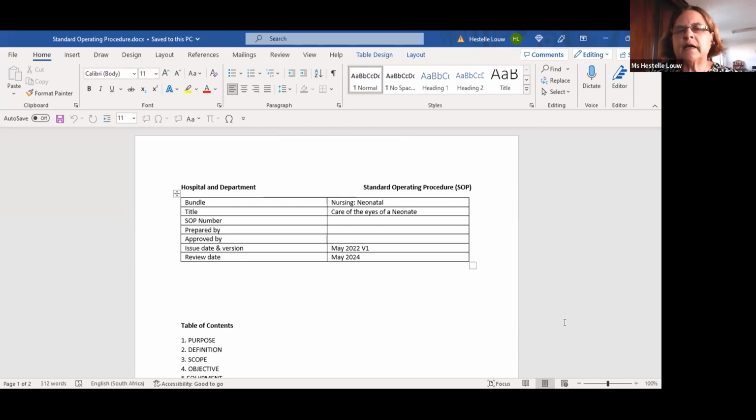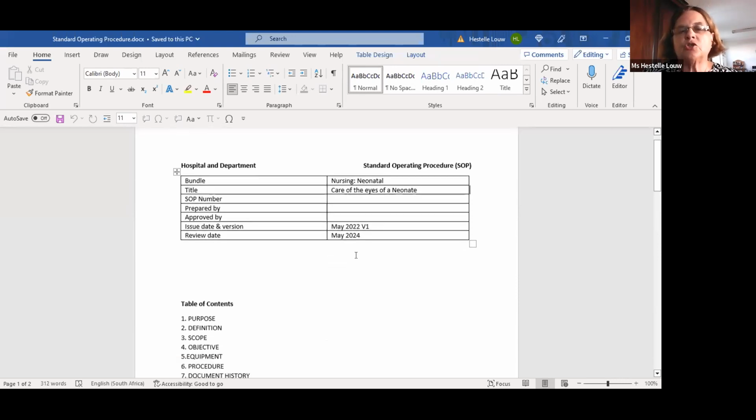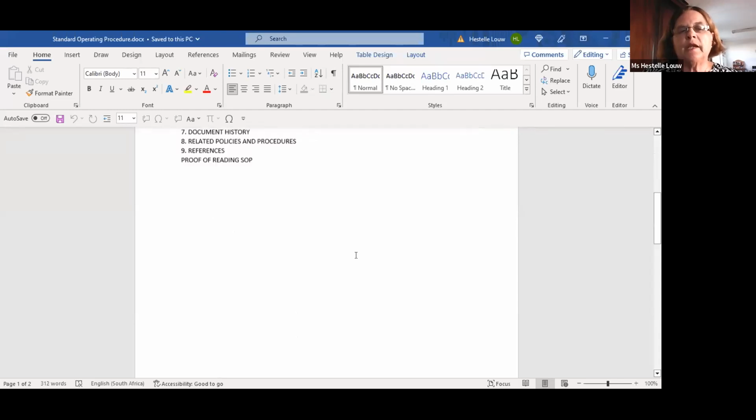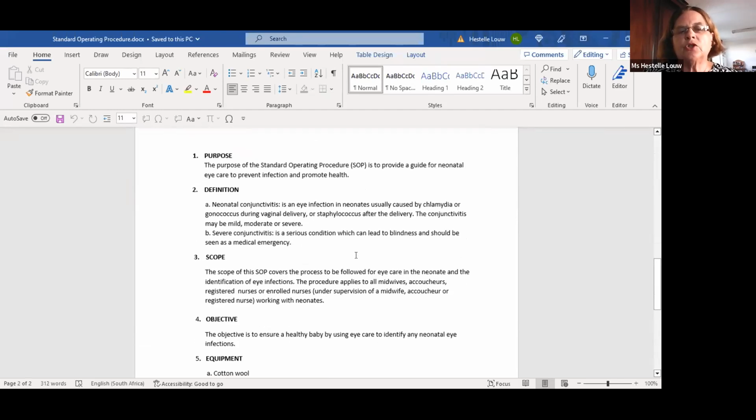I just took one title, Care of the Eyes of a Neonate. Where you've got the bundle, the title, the SOP prepared by, that's the same. There's no changes there. And then the issue dated May, and the version is the first version, and then when it needs to be reviewed. Then the table, you've got the table there, and then I want to just show you what you can do.